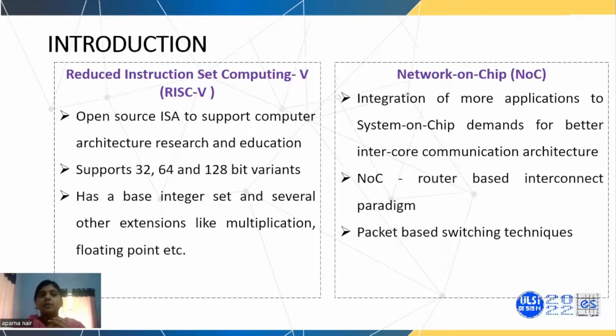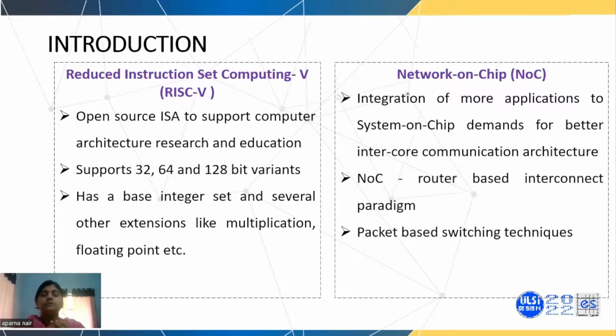Introduction. RISC-V is a new extensible open source instruction set architecture that has been widely used to support computer architecture research and education. The instruction set specifies 32-bit, 64-bit, and 128-bit address space variants. The ISA implements a base integer instruction set and several other extensions like multiplication, floating point operations, atomic operations, bit manipulation operations, etc. SOC has been introduced to satisfy the complexity of modern applications.